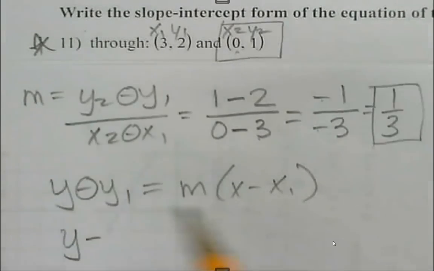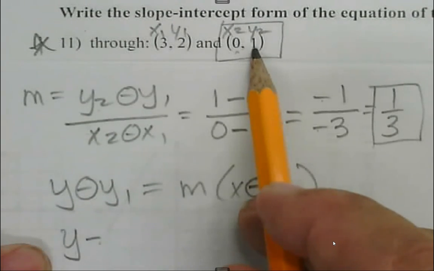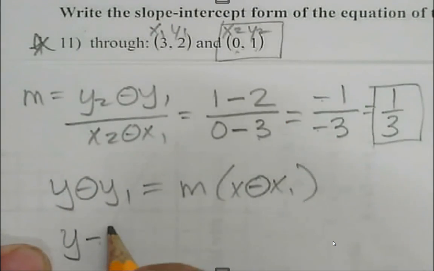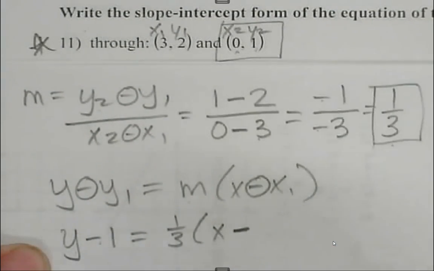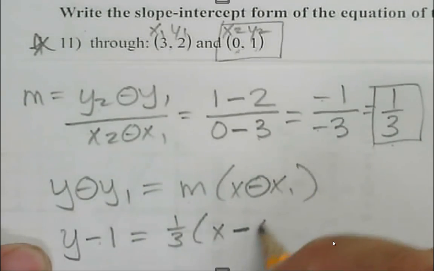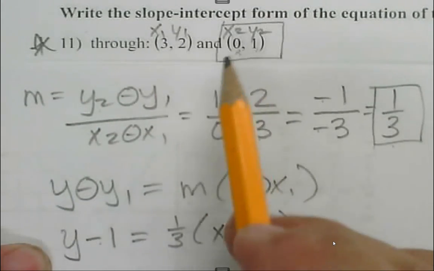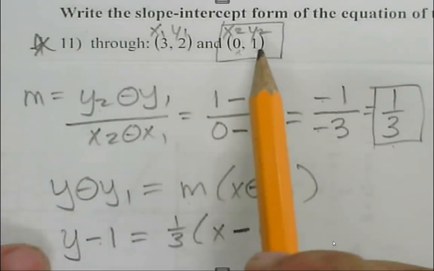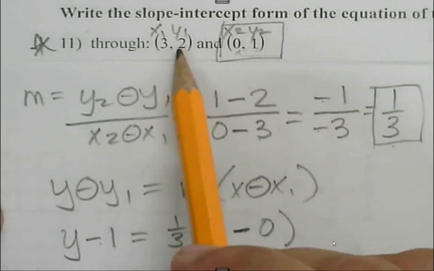Y minus, remember this minus is part of the formula, this minus is part of the formula, so it has to be there. Y subtract, my y coordinate is a 1 that I'm using for this particular one. So 1 equals my slope, which we figured out was 1/3, times x minus, again, I want to make sure I put that minus in there every time, minus 0, okay, because 0 is my x coordinate that I'm using. Again, you could use either one of these, but anytime you see a 0 in there, I would use that particular point. One thing you can't do is use the 1 from here and the 3 from over here. You have to use either this one or that one, okay?